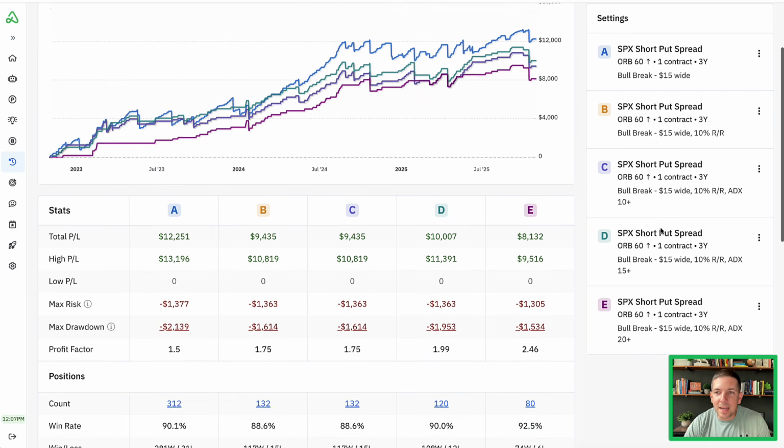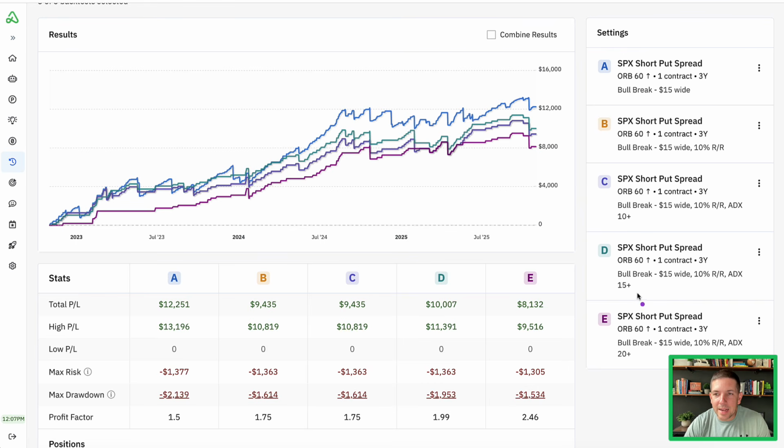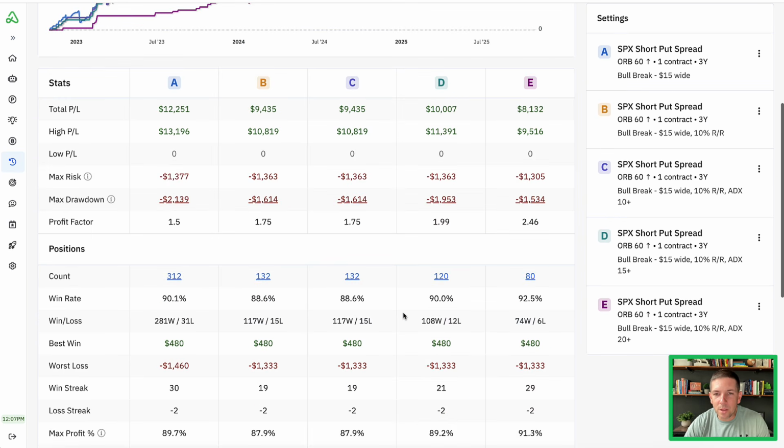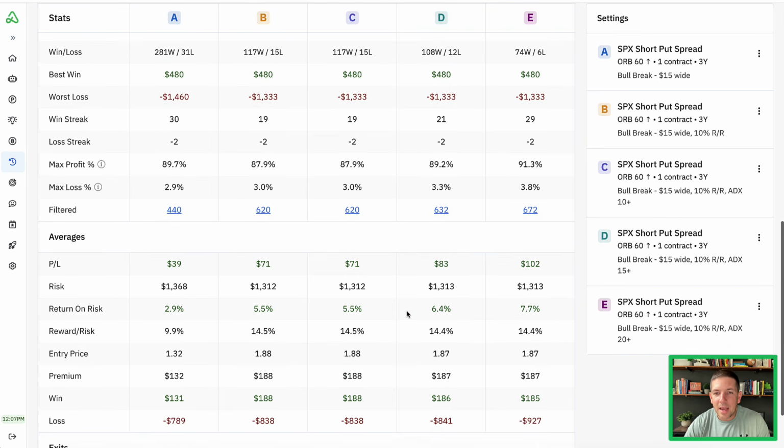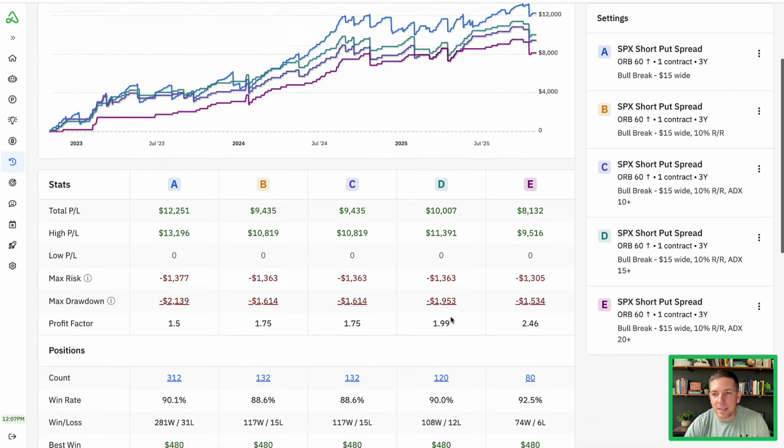The next thing I did is I added D, which was ADX of 15. And when you added D, you can see that you actually got a marginal improvement over strategy B. A lot of the same metrics stayed basically the same. There's a lot of stuff that was similar, but what you did improve on is things like profit factor. You did improve your total overall return, so that was good. You go down here, you improved your win rate from 86 to 89 or to 90%. And then down here, you improved your return on risk from 5.5 to 6.5 essentially.